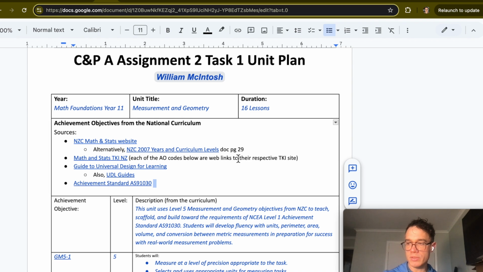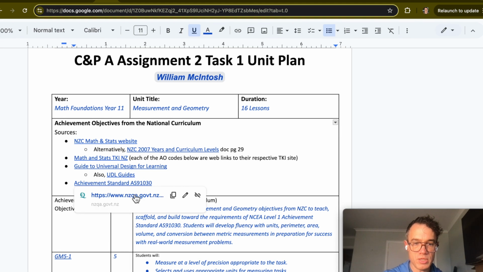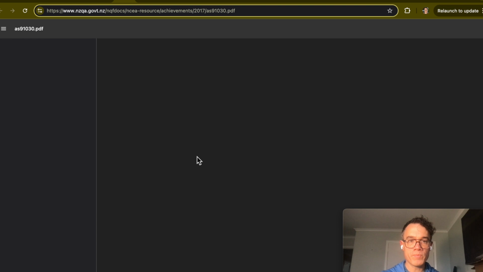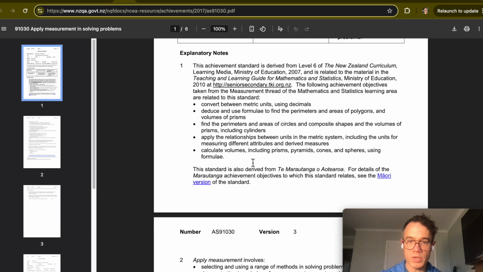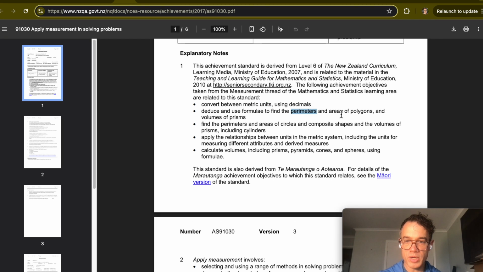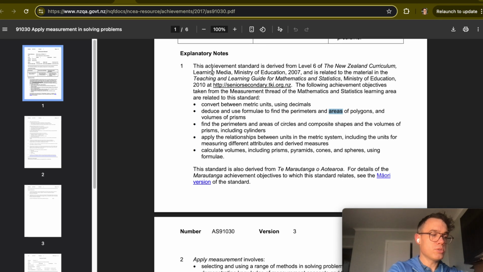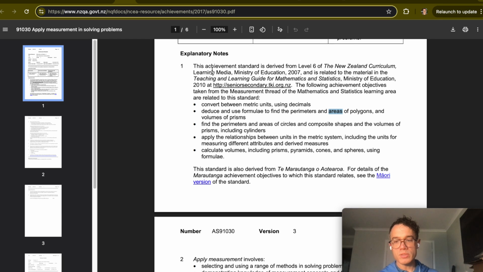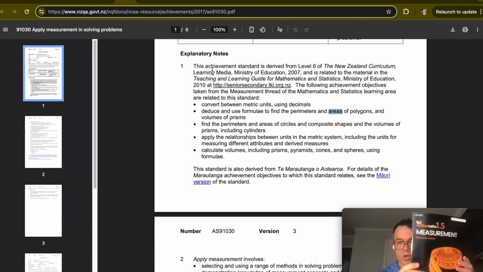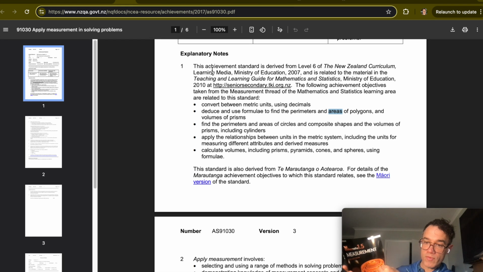You've got sequencing of lessons. So this I used primarily, we've got the achievement standard that we're following, where we have metric units using decimals, we've got perimeter, we've got area. I used a couple of textbooks in order to come up with how to sequence the concepts here. One of them was Walker Maths 1.5 on measurement.